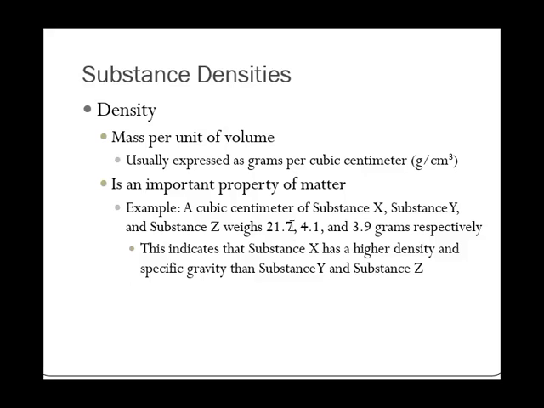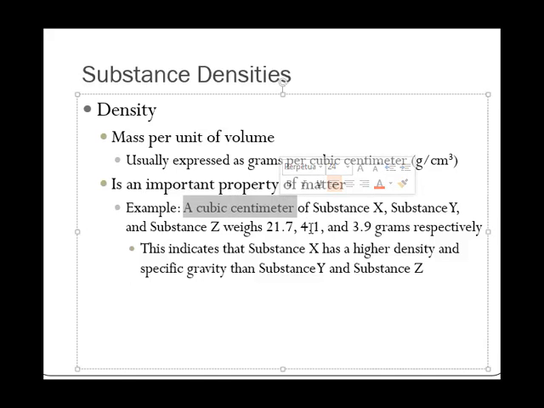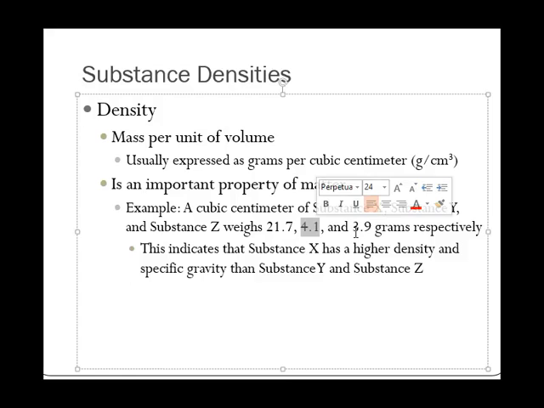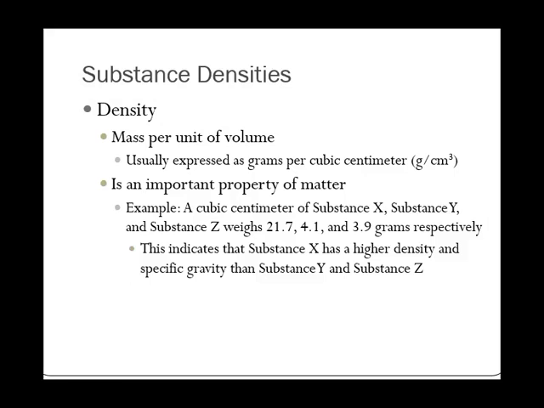So, for example, if you have 1 cubic centimeter, which means the same amount of volume, and substance X weighs 21.7, and Y weighs 4.1, and Z weighs 3.9, that means substance X has a much higher density because it's the same volume, and it's a much lower weight. Much lower mass. So the way you figure out the density is you figure out the volume.